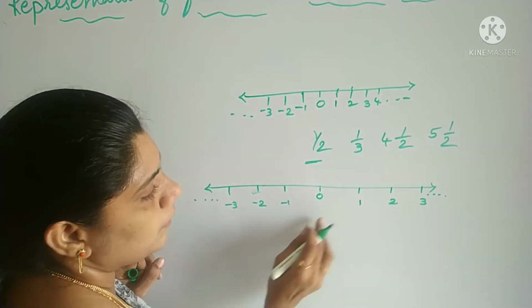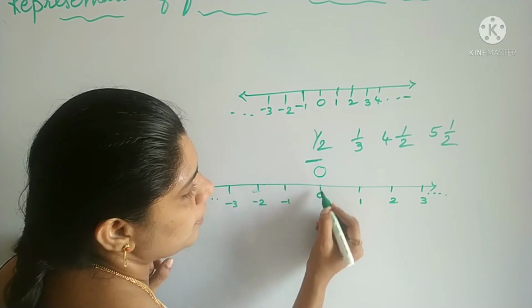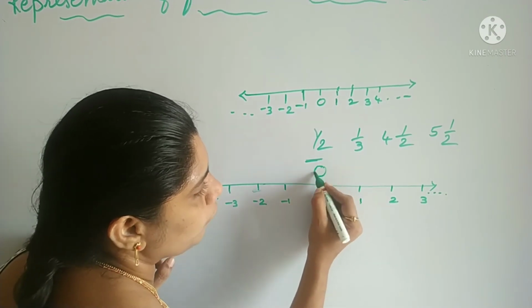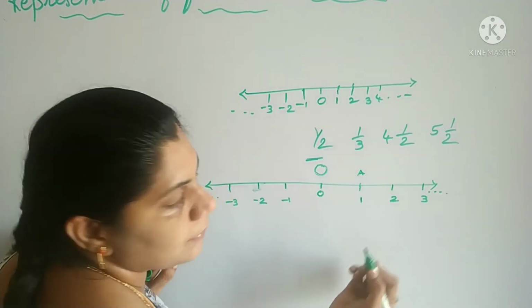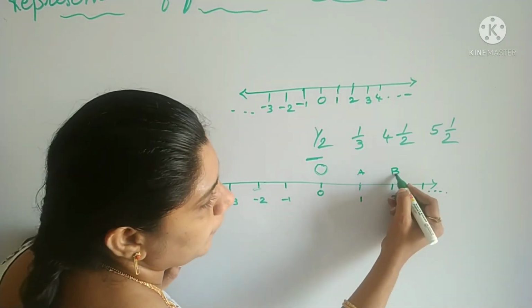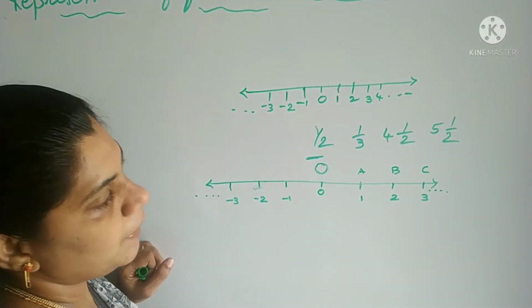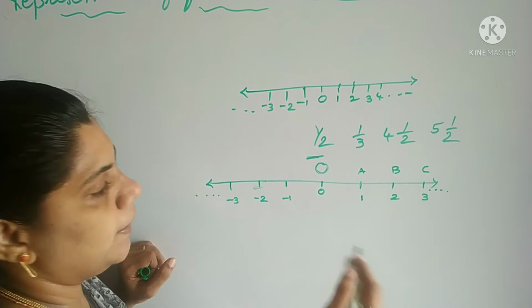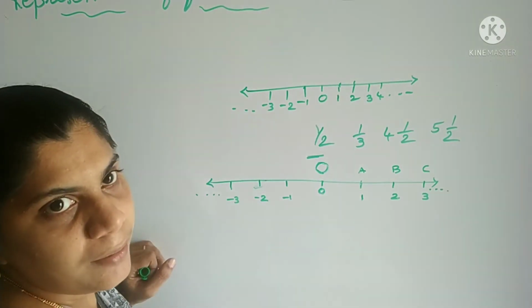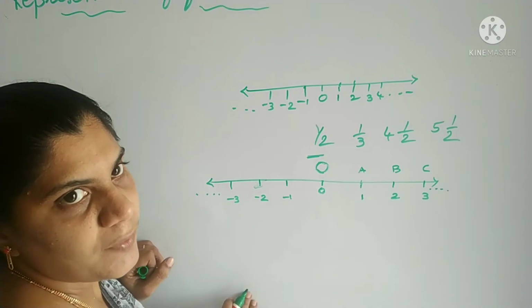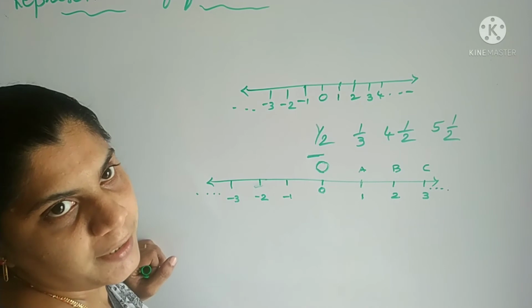To represent this 0, I will use the letter O. O, 1 will be A, the next number will be B, and the next one will be C. Like that, I will give these points the names O, A, B, C. Since O is suitable for this 0, the center point will be O, and the next ones A, B, C, and so on. You can take the alphabets like this.